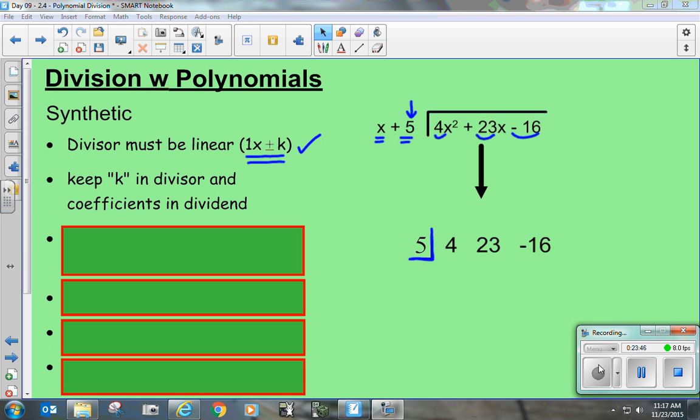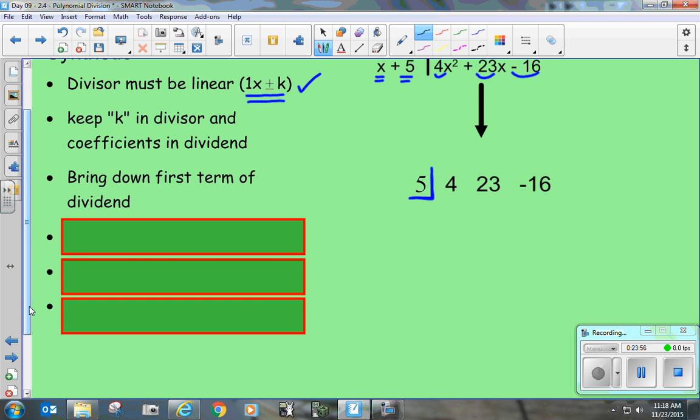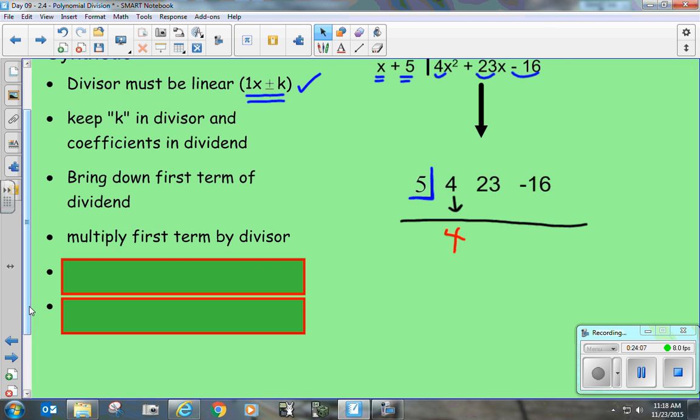23? Don't worry about it. It's positive. There's no sign in front of it. It's positive, right? So we're going to bring down the first term in the dividend. So what I'm going to do is just draw a line like this underneath it. Bring down my first number. That's a 4. Ready? I multiply the first term by the divisor. So I multiply this first term, which is a 4, by my 5. What's 4 times 5? 20. Guess what? I put that up here.